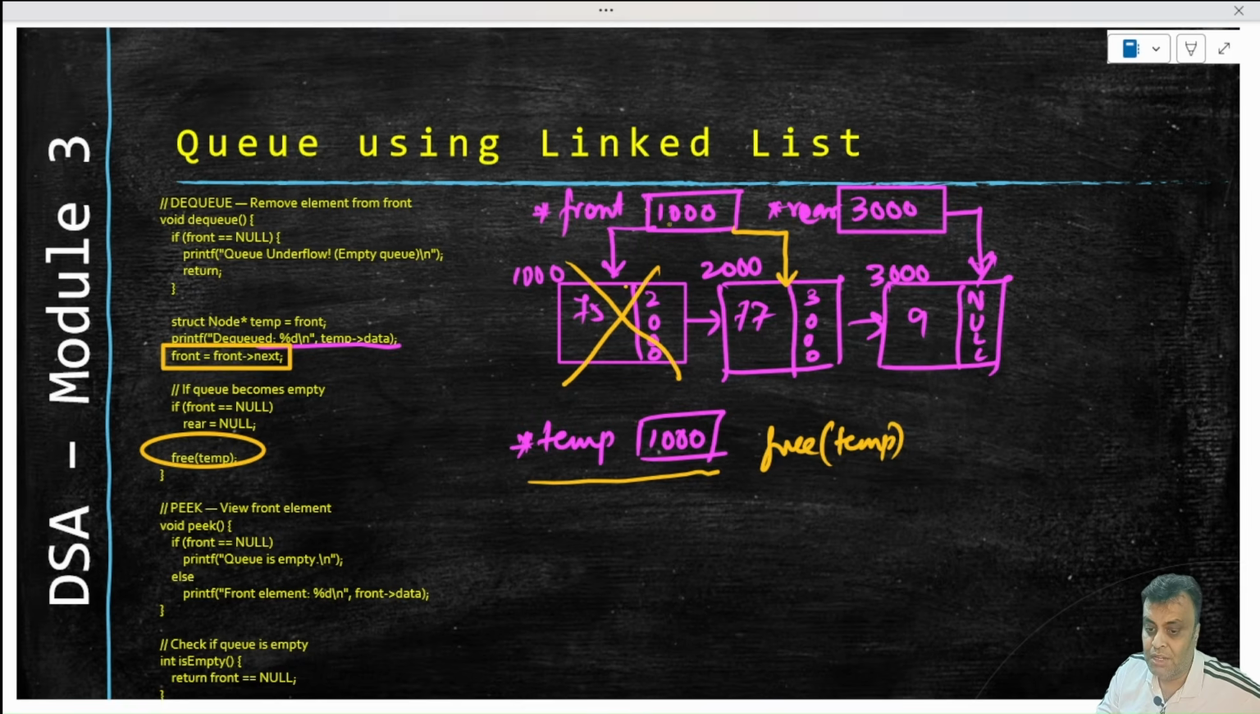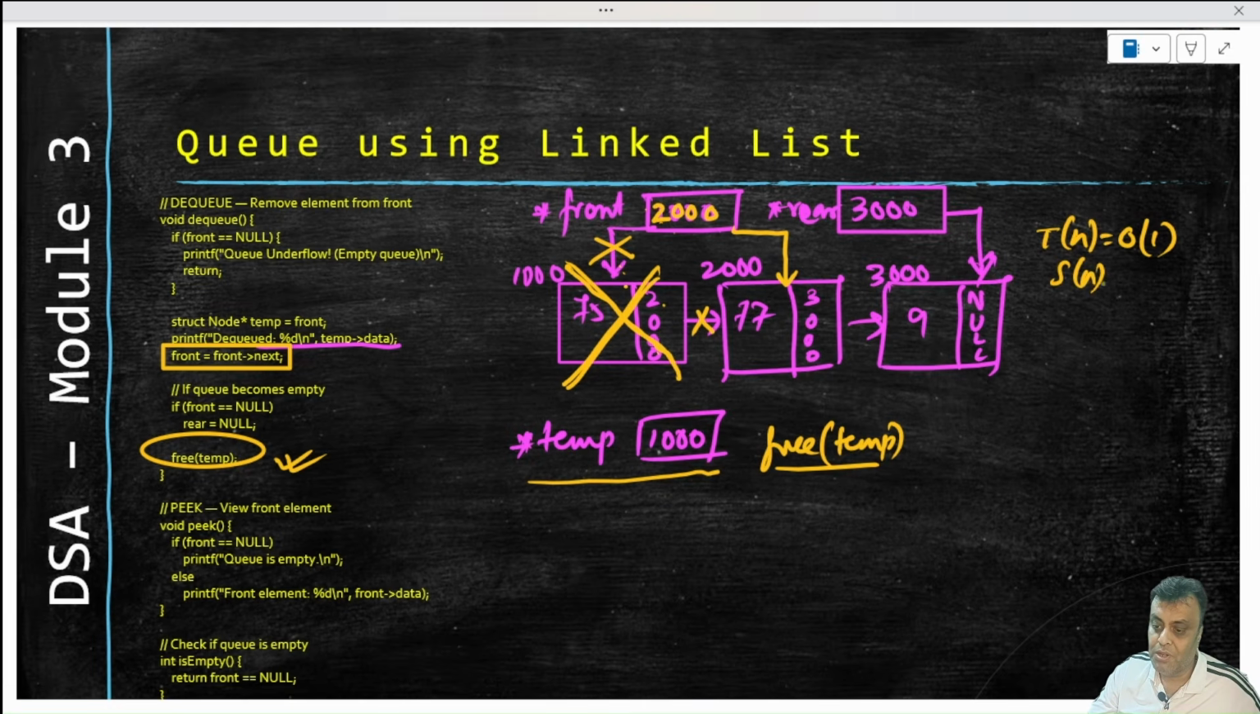Front was pointing here, front's next is 2000, so front will become 2000. So now front has 2000 because front's next is 2000, which we are inserting into front, and therefore this connection ceases to exist and this new connection gets created, right? All we need to do now is delete this element. Deleting this element will automatically delete this connection also, and that we will achieve through free temp. That's what we have done here. So that's the algorithm for your dequeue, right? There is no loop here, so the time complexity for this will be order of 1, and space will also be order of 1.